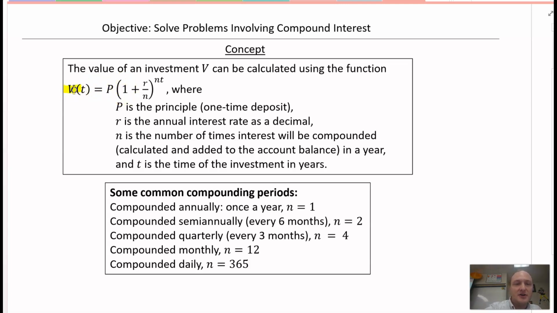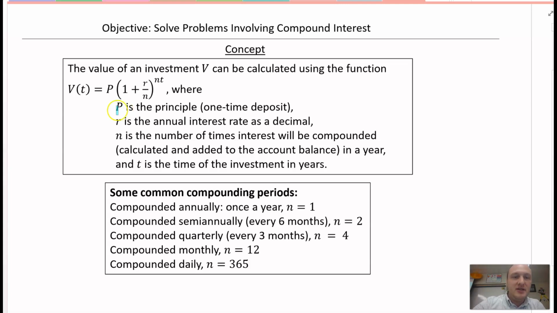So here is the function V of t, and this is just a general function which can model accounts and investments. And that is V of t equals P, which is your principal, times 1 plus r over n to the power of n t.